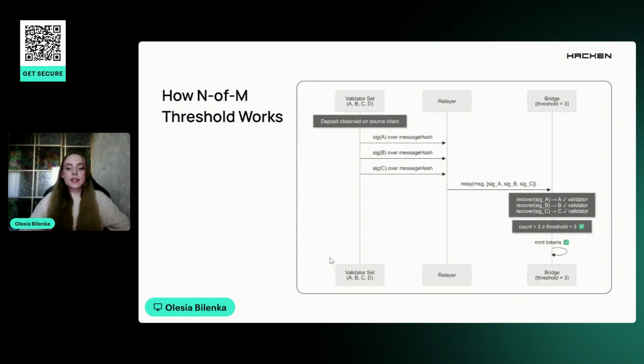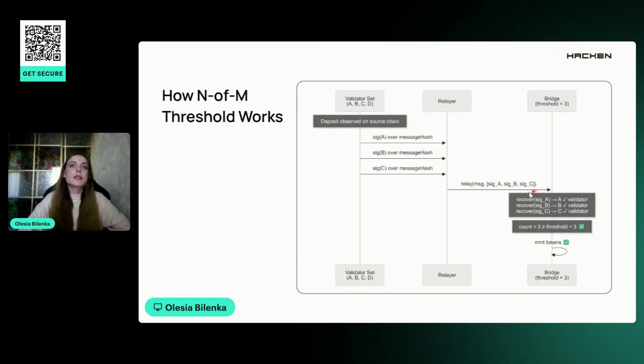So we've seen single validator breaches, and now let's look at something closer to production, a multisig. The idea here is simple. We don't use a single validator, we need a quorum. So we may see that there is a validator set, and as soon as a deposit event is observed, validators sign an attestation. The relayer takes them all and submits them as one transaction to the destination bridge.